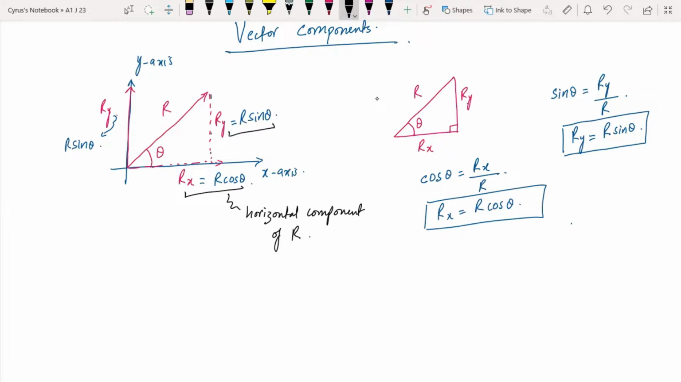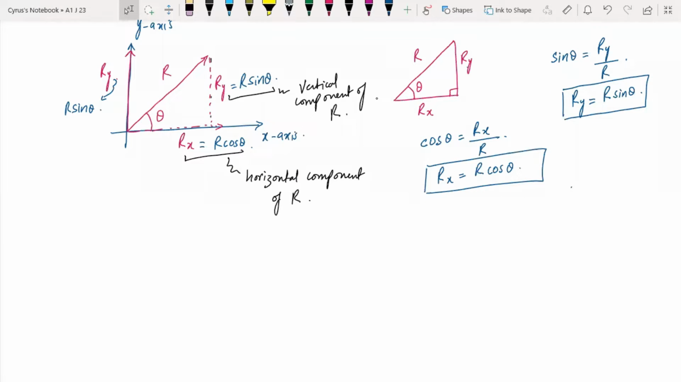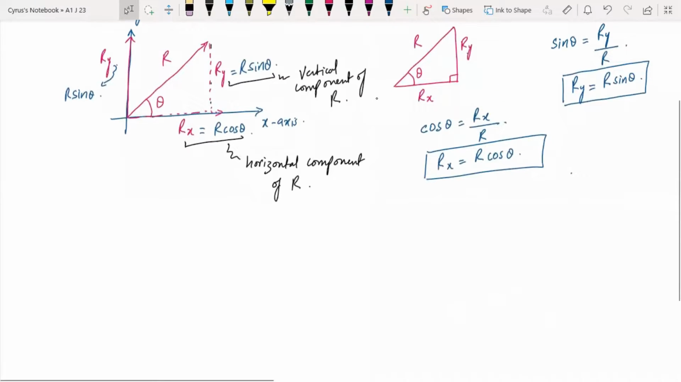This ry is the vertical component of R. Is that clear? अच्छा, उसके बाद आपको एक बात पता होनी चाहिए यहां पे कि जब भी आपको वेक्टर दिया होगा तो आप उसका मैग्नीट्यूड कैसे निकालेंगे और डायरेक्शन कैसे निकालेंगे, ठीक है? We'll see that as well.